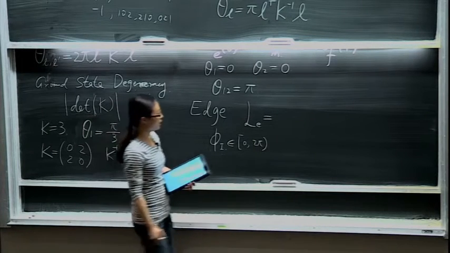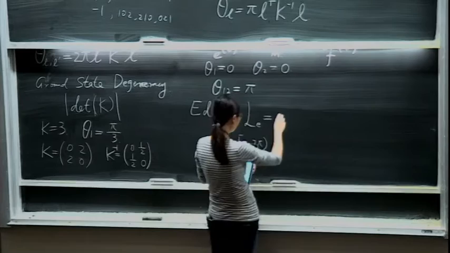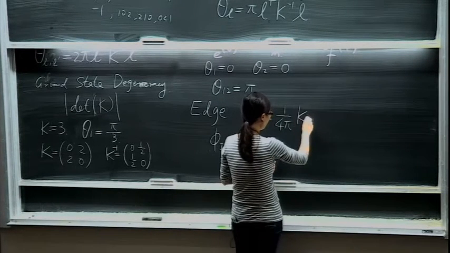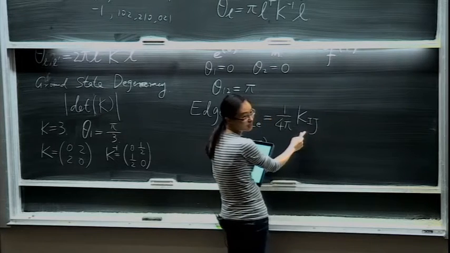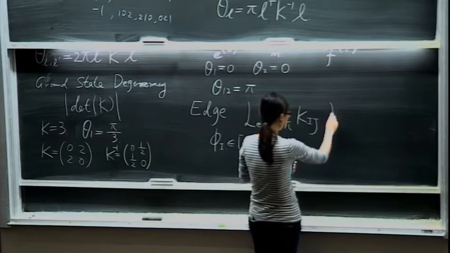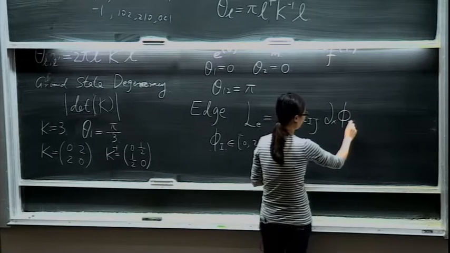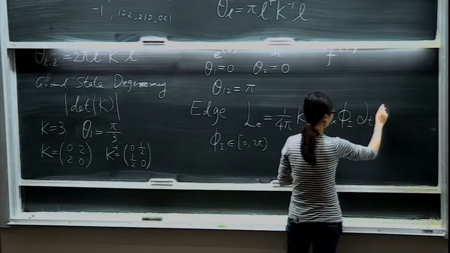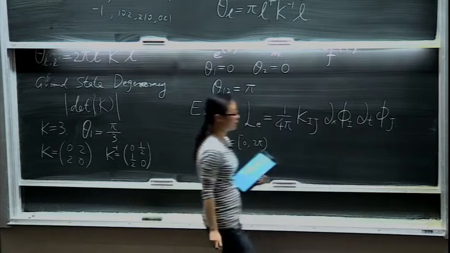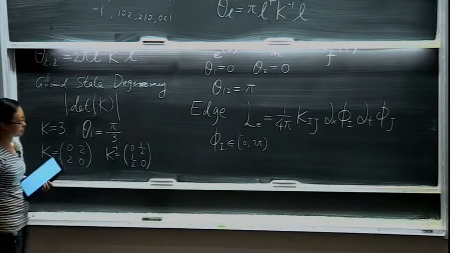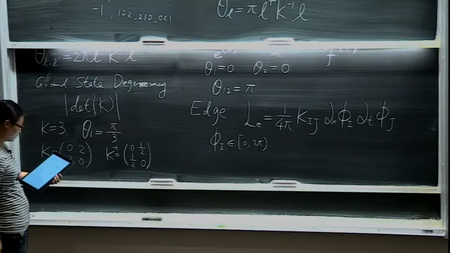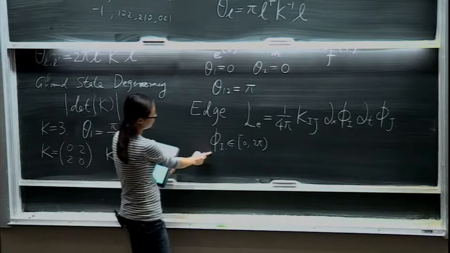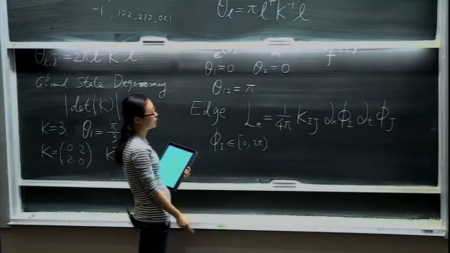Okay, and the Lagrangian on the edge looks like something like this: 1/4 pi K_ij. Again, this K matrix showing up, and partial x phi_i and partial t phi_j. So these phi fields are just in correspondence with the A fields.